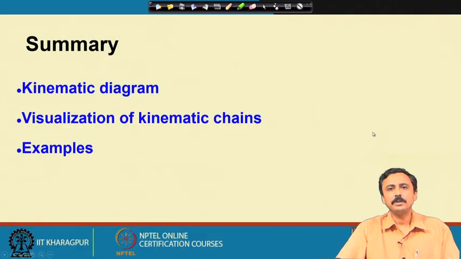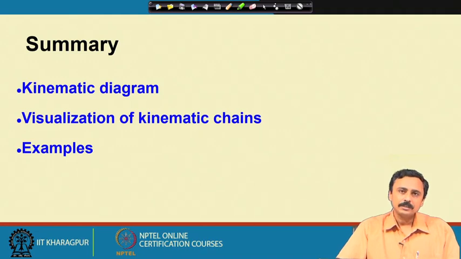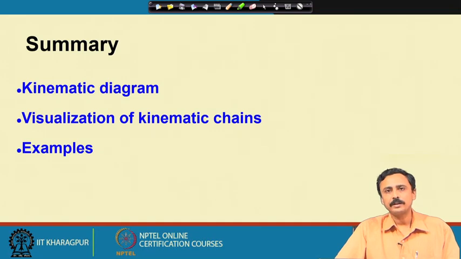To summarize, we looked at the concept of kinematic diagram, which helps us visualize kinematic chains, and we looked at examples where I have shown you how to draw kinematic diagram and number the links, identify the kinematic pairs and count them. So, with that I will close this lecture.